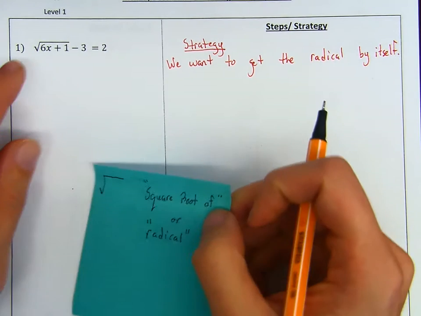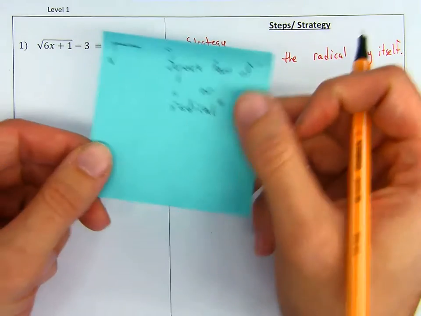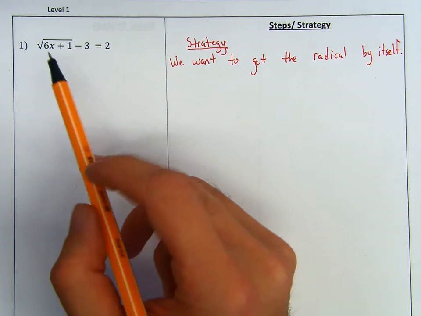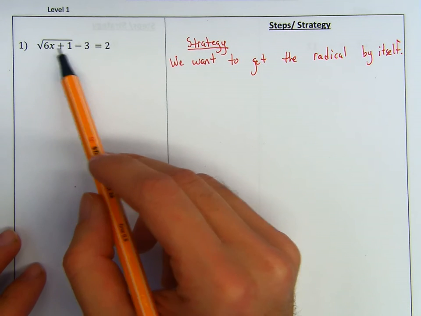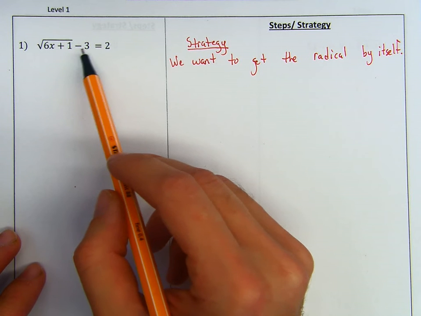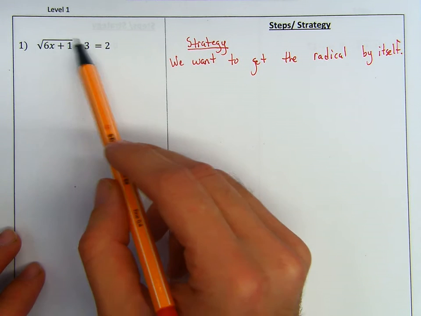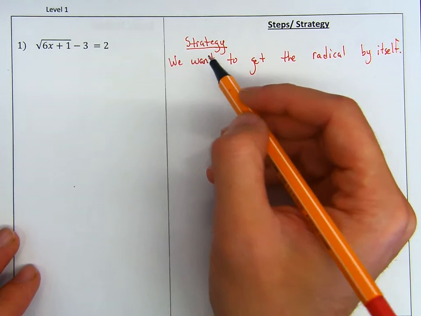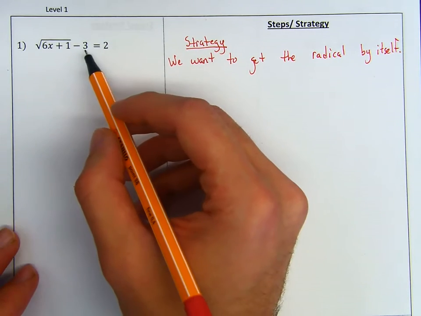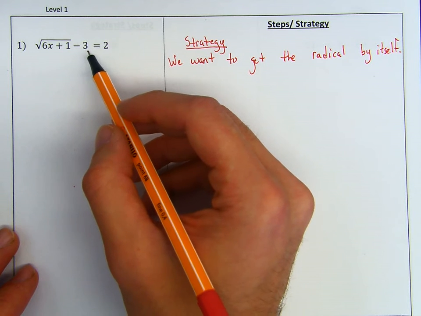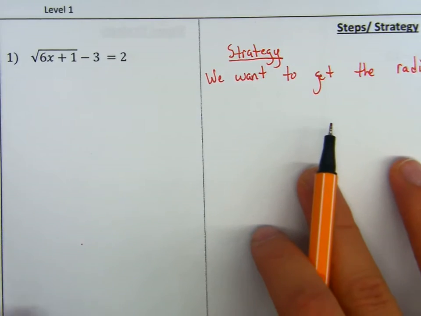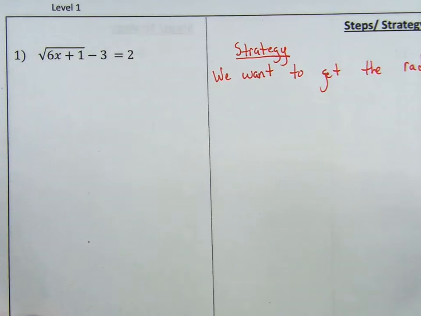And the way we read this symbol over here, we could read it as the square root of, or we can say radical. So you could say the square root of 6x plus 1 minus 3 equals 2, or you can say radical 6x plus 1 minus 3 equals 2. So let's try and do this strategy right now. Here, what I want you to do is pause the video and think, what would be the move that gets this radical by itself? What do you think you would have to do?